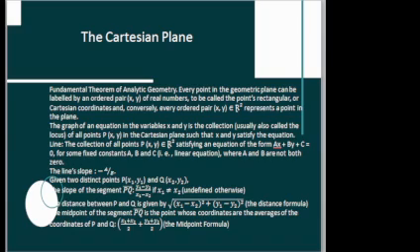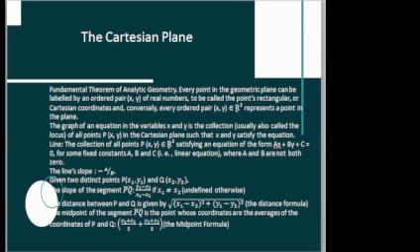And the distance between P and Q is given by this formula. We have the square root of (x sub 1 minus x sub 2) squared plus (y sub 1 minus y sub 2) squared. That is the distance formula.